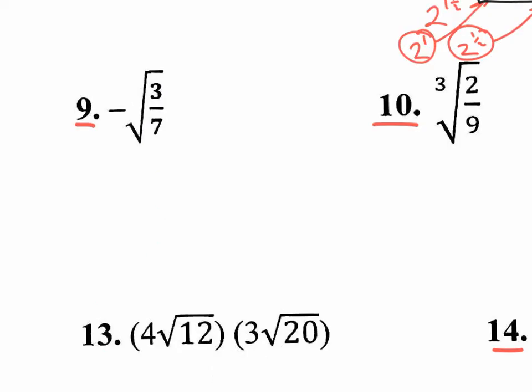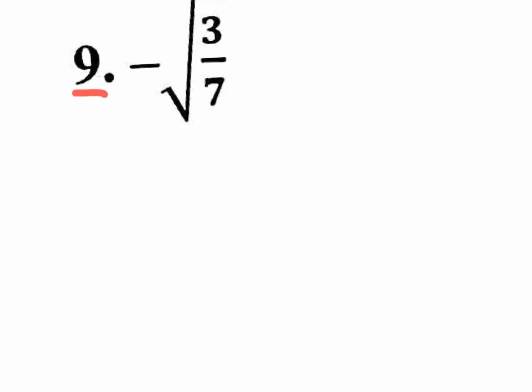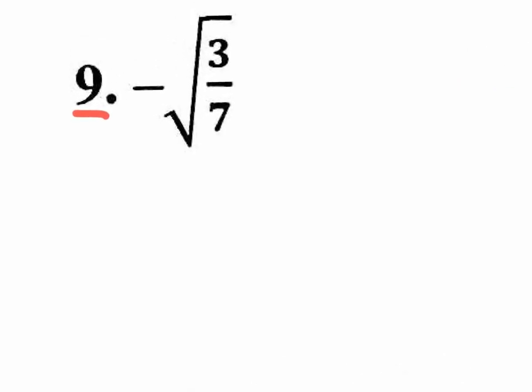9 and 10, these were actually not addressed in the class opener, but it's very important to know that you cannot have a radical in the denominator. So let's start with number 9 here. You have negative square root of 3 over 7. I'm going to split the root and make it negative square root of 3 over square root of 7. Split the root.